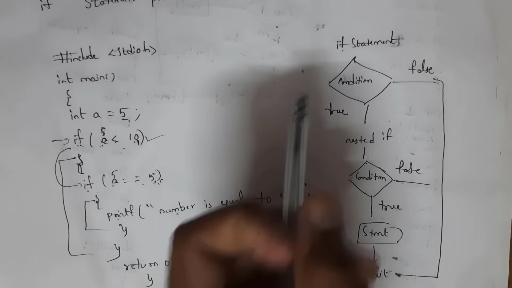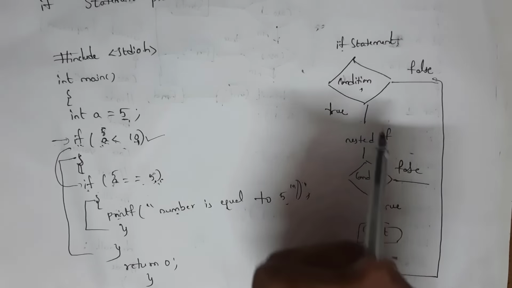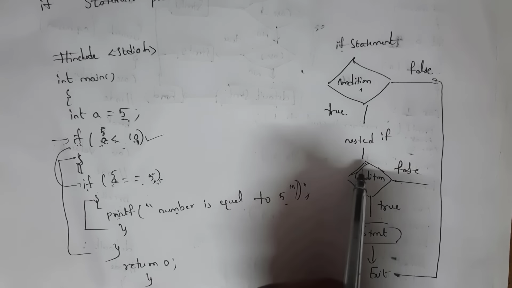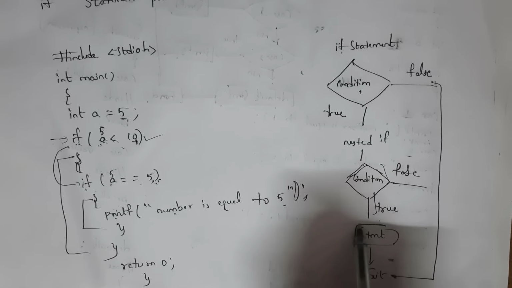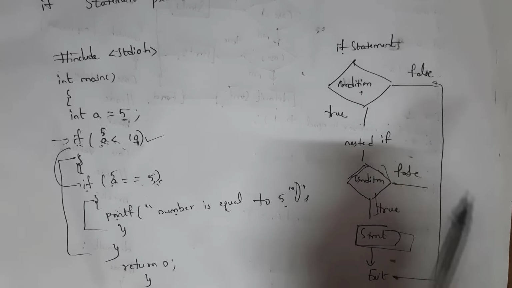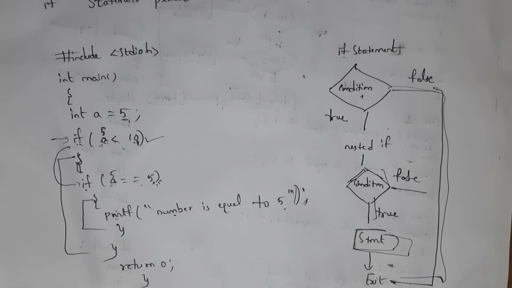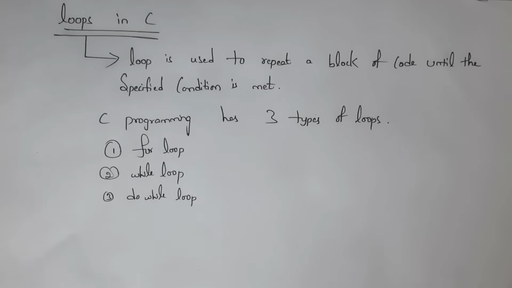At first you need to give if condition. If this condition is true, then again it will go to the nested if condition. And if this nested if condition is true, then it will print the statement which is present in nested if. If these conditions are false, then it will exit. This is the flowchart for nested if statement. Next I will explain loops in C.